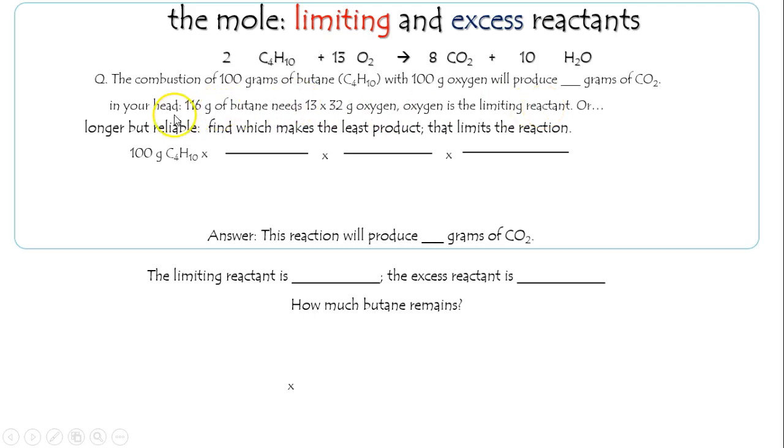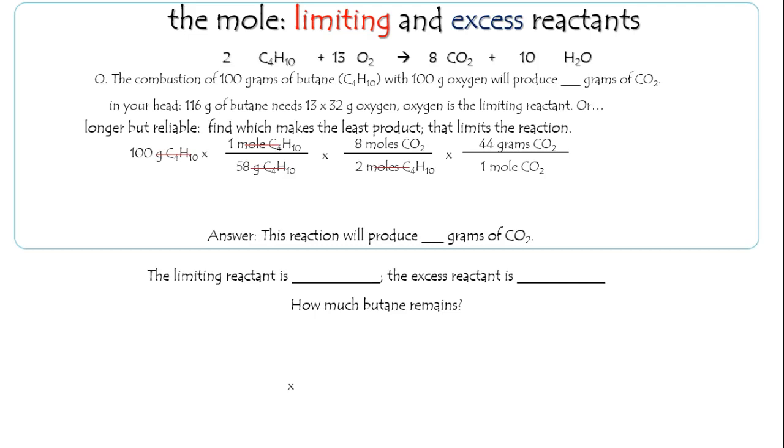And by the way, this is the logic that we used to determine the limiting reactant in our head. Let's just read it. 116 grams of butane needs 13 times 32 grams of oxygen. That's more than 300 grams. We don't have enough oxygen. It's the limiting reactant. But here's the longer but reliable method. We're going to see how far the butane takes us. Well, 58 grams is a mole, but every mole of butane will make 4 times as many moles of carbon dioxide, which in turn weighs 44 grams. I did that really quickly because if you watch the previous screencasts, it's been done nice and slow.